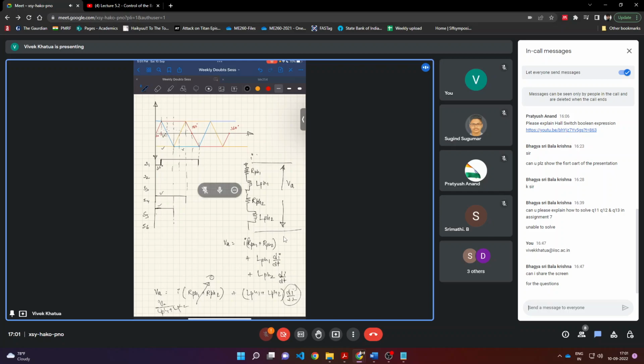All right. So you just try this switching diagram once, as Pratyush has pointed out. This will give you an idea of how the Hall sensors are going to be active.